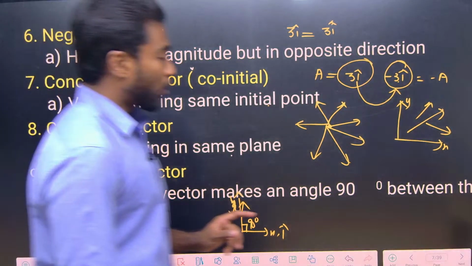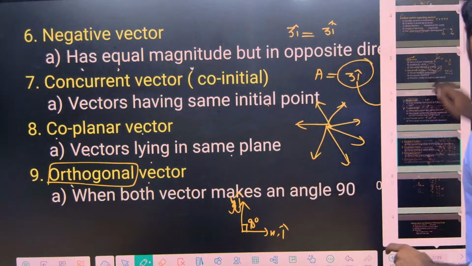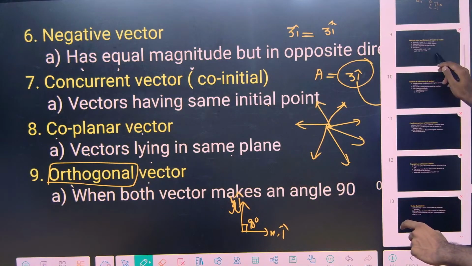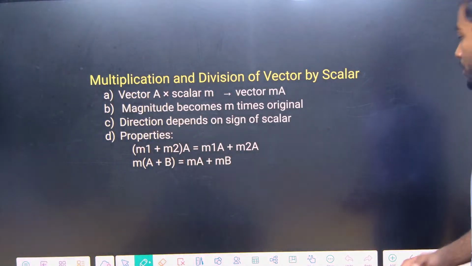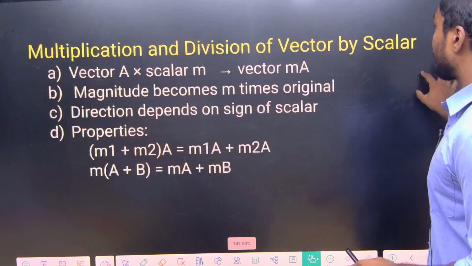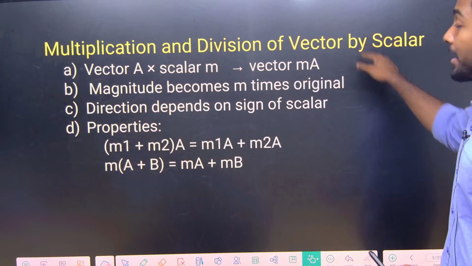Okay, so we'll talk about multiplication of vector and addition of vectors now. So multiplication of vector and division of vector by scalar. By scalar I am saying.